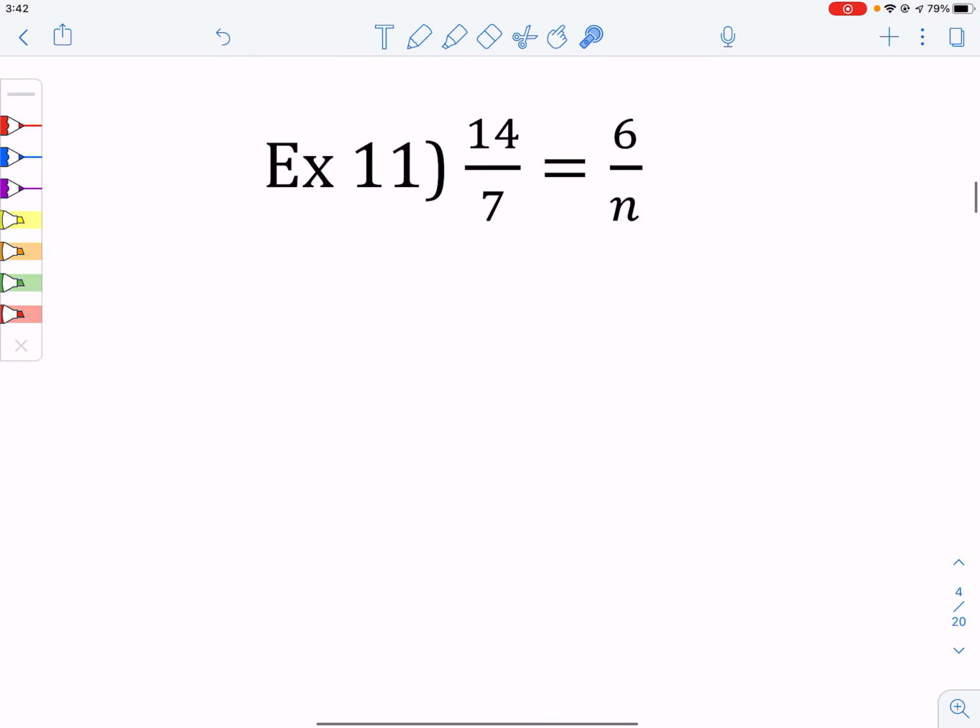All right, number 11, I'm going to highlight for you, and then I'll have you guys do your cross products on your own and your final answer. So for number 11, go ahead and do your cross products and then tell me, what does n have to be? What's your final answer?